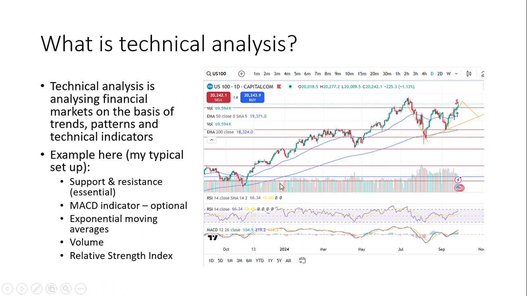So people use volume to get an idea of whether price movements are really genuine and how many people are buying into the movement. I'll do a separate video on volume.